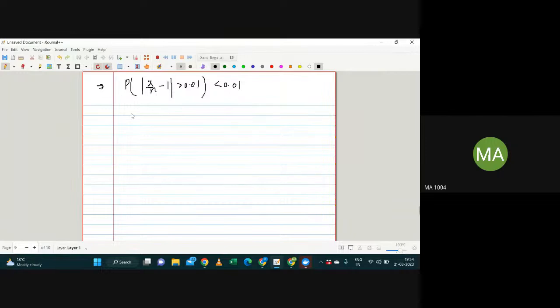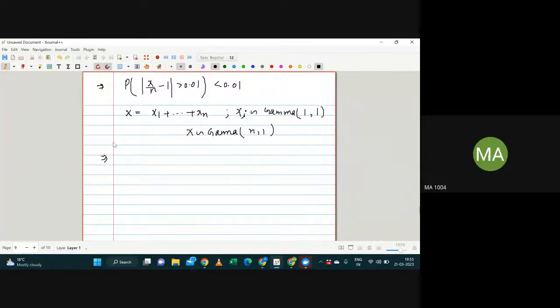So what we had done in the previous question, each xi was following gamma 1 comma 1. Then my x will follow gamma n comma 1. This was the thing. Now, for using the CLT, what do we have to do? We have to subtract the mean and divide by the standard deviation.